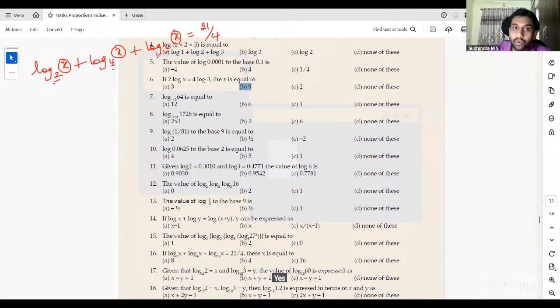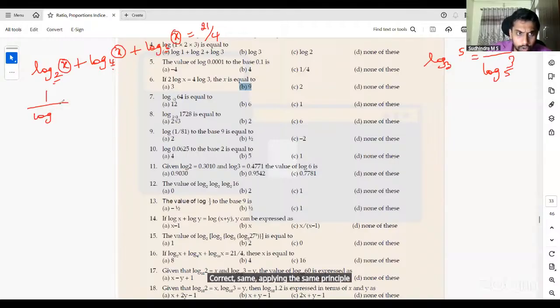Yes, sir. How? 1 by log. Very good, Lahari. By taking the reciprocals. Right? Yesterday we had discussed this. If I have log 5 to the base 3, this will be equal to 1 by log 3 to the base 5. Reverse. Applying the same principle, we get 1 by log 2 to the base x, 1 by log 4 to the base x, 1 by log 16 to the base x equals 21 by 4.